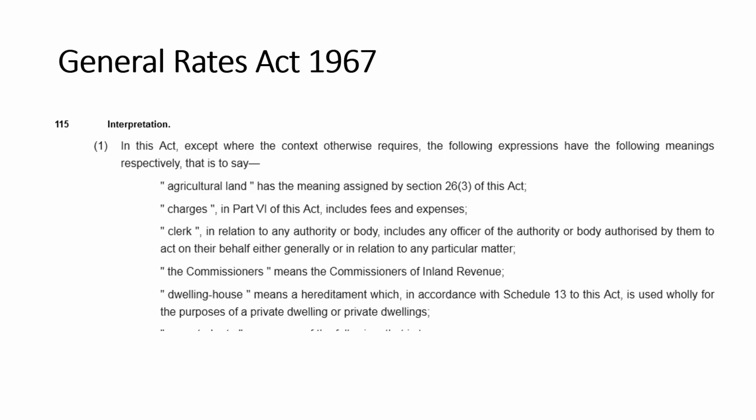And then if we go under the General Rates Act, which we referred to earlier, unless the context otherwise requires, the following expressions have the following meaning, and it says agricultural land, charge, clerk, commissioners, and dwelling house. And dwelling house means a hereditament which, in accordance with Section 13 or Schedule 13 of this Act, is used wholly for the purpose of a private dwelling or private dwellings. So we can define our property, provided it's not used commercially, as a dwelling house, or we can call it a hereditament if it's going to be inherited by somebody down the line.